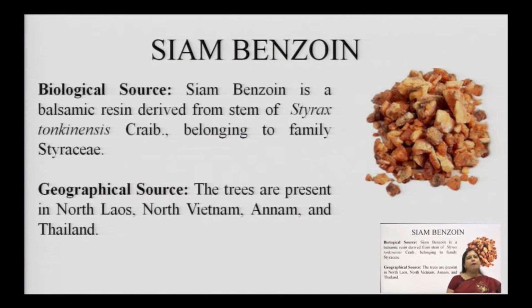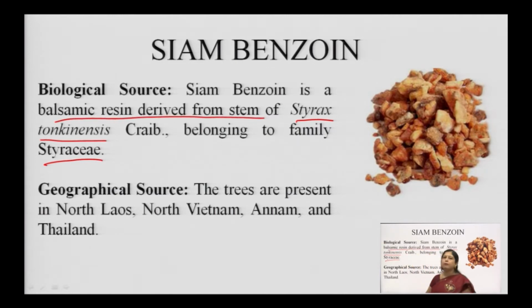Okay. Siam benzoin is a balsamic resin derived from the stem of Styrax tonkinensis. Okay. This is what? Styrax tonkinensis. So, it is different from Sumatra benzoin. Here it is Styrax tonkinensis belonging to the family Styracaceae. Okay. And which part is used? Again the balsamic resin which is derived from the stem of Styrax tonkinensis.